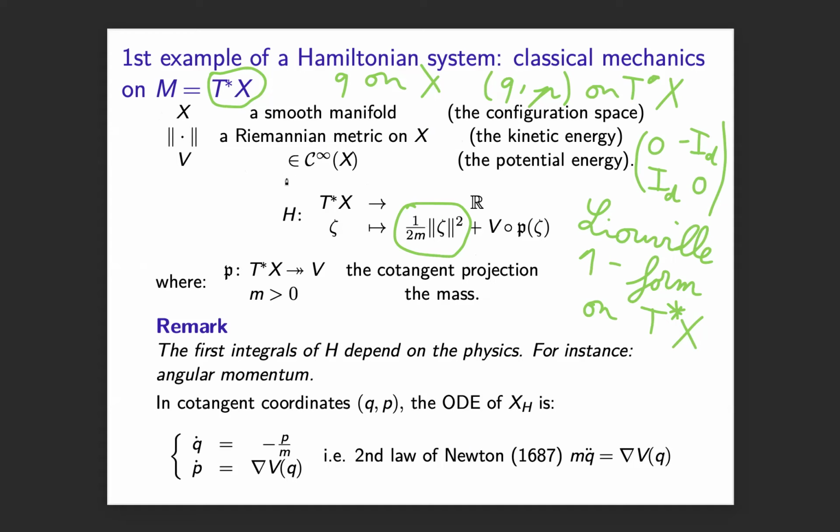And then V is a smooth function on X. V is a smooth function on the configuration space, and V is called the potential energy. And then the Hamiltonian of classical mechanics is given by the sum of the kinetic energy and the potential energy.